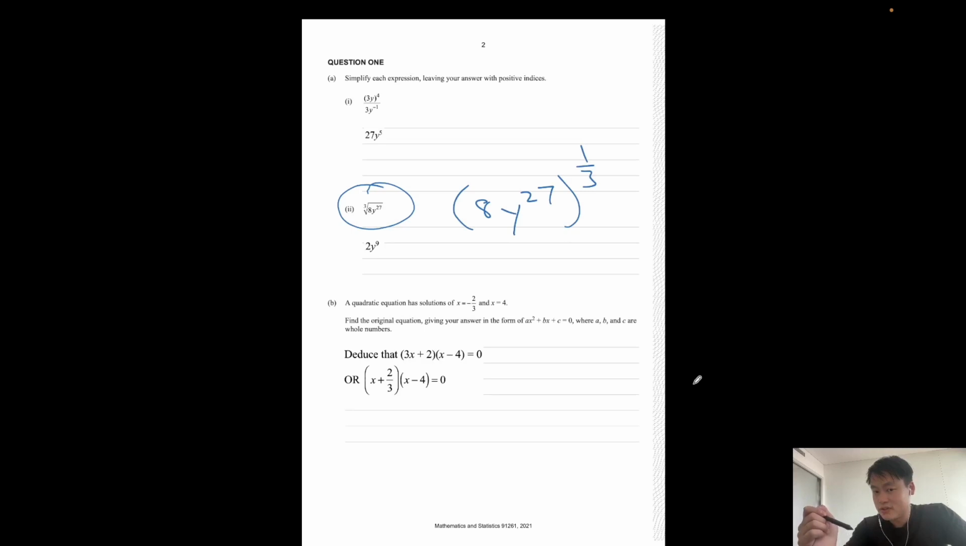Yeah? So do you agree that anything cube root is the same thing as to the power of a third? As in, instead of doing something cube root like this, you recognize to the power of a third will give you the same answer. So if you did 8y to the power of 27 to the power of this, it's the same thing as this, right?